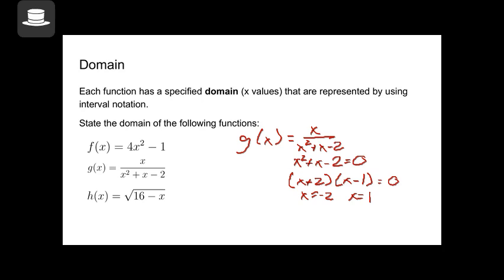So how I represent the domain, I say from negative infinity all the way up to negative 2, or from negative 2 to 1, or from 1 to positive infinity. As long as the values are inside these specified intervals, then I should have no problem, okay? By using the parentheses, I'm saying that I'm going to get really close to negative 2, but I'll never actually be negative 2. I'm going to get really close to 1, but I'll never actually be at 1, okay? So that's how we use parentheses to represent open intervals.